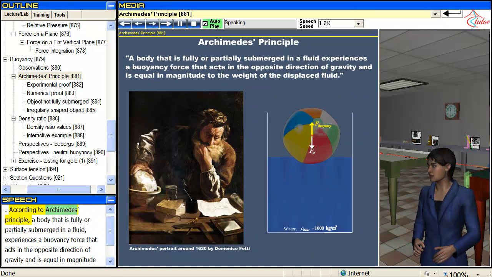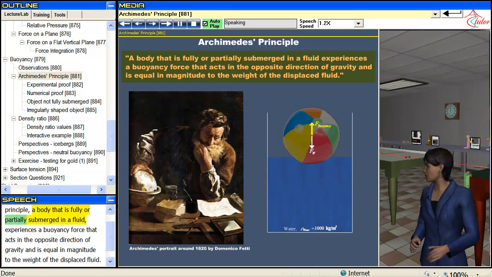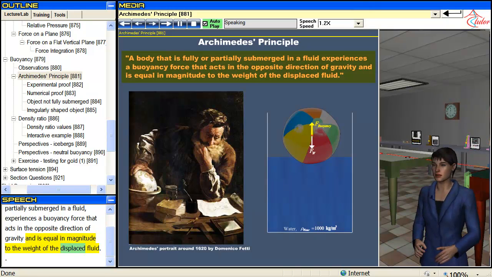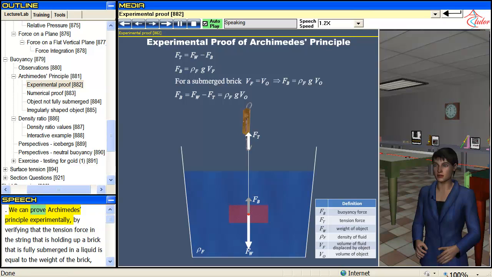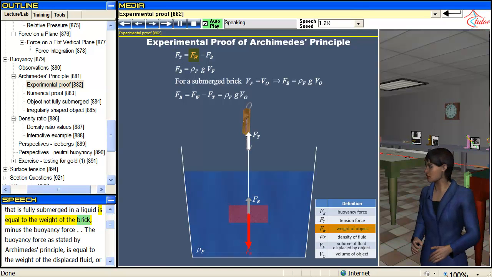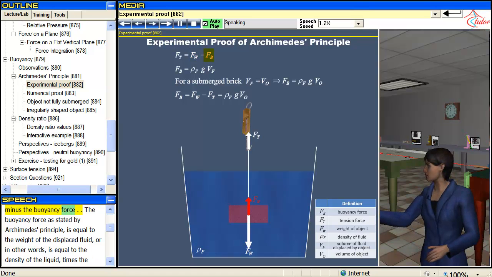According to Archimedes' principle, a body that is fully or partially submerged in a fluid experiences a buoyancy force that acts in the opposite direction of gravity, and is equal in magnitude to the weight of the displaced fluid. We can prove Archimedes' principle experimentally, by verifying that the tension force in the string that is holding up a brick that is fully submerged in a liquid is equal to the weight of the brick, minus the buoyancy force.